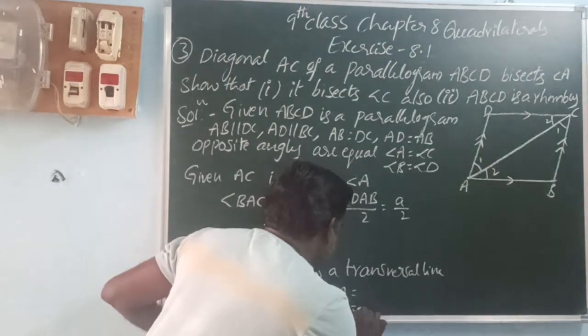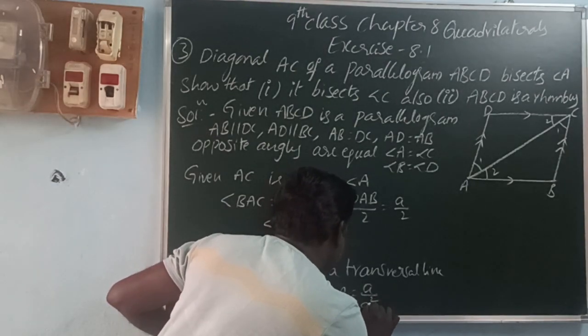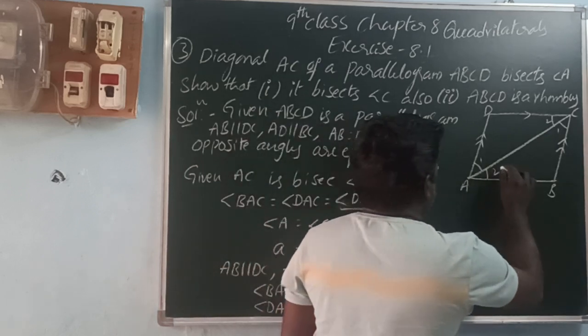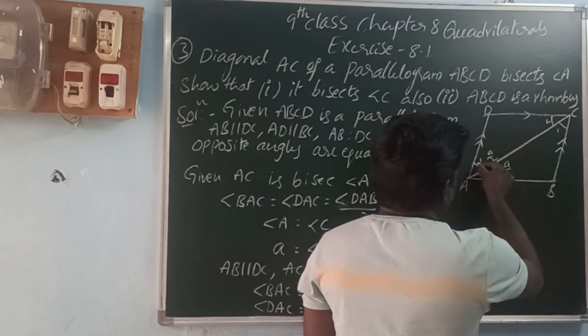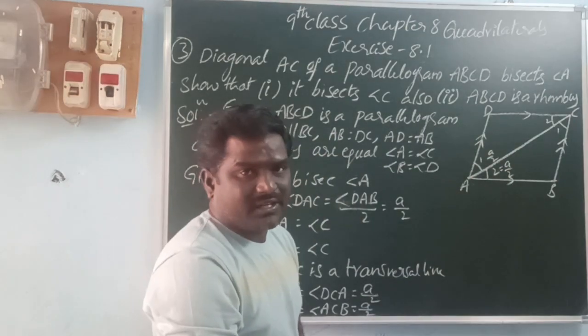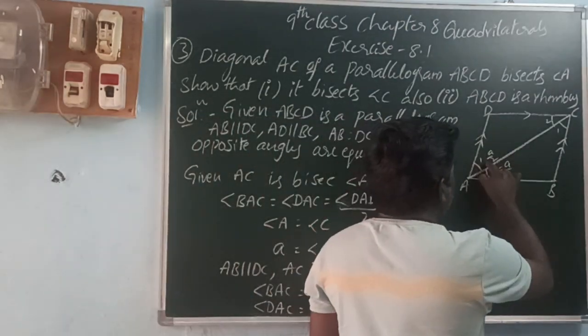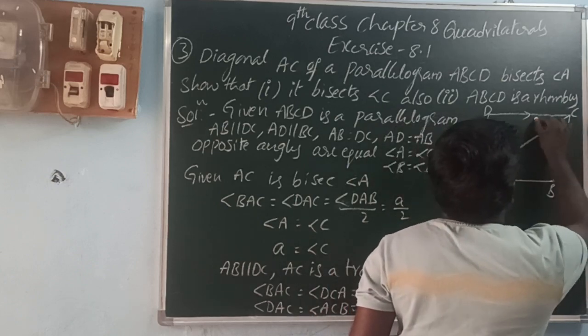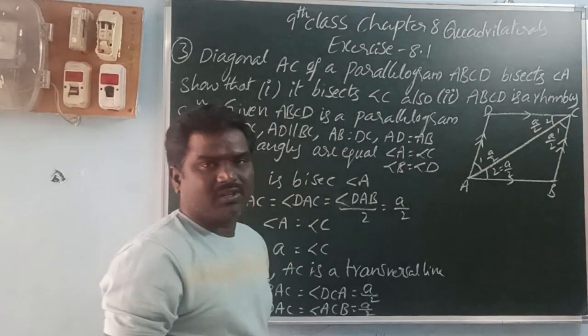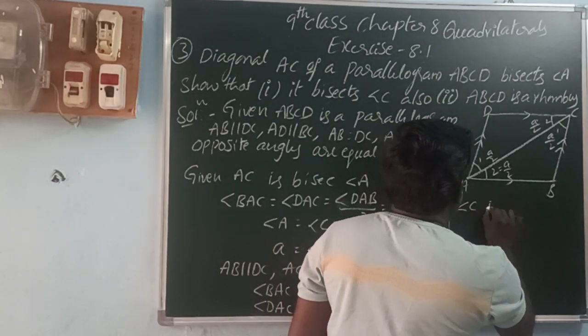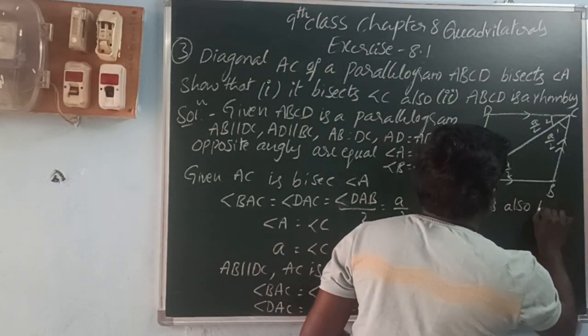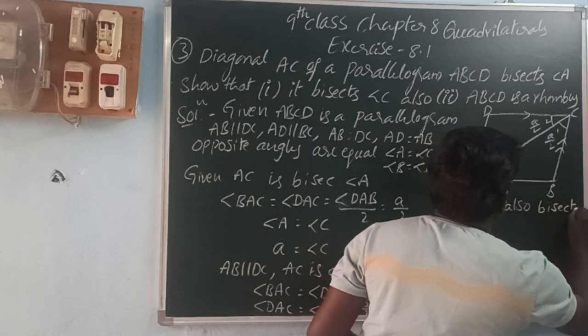So that means this angle is how much? A by 2. This angle is how much? A by 2. This angle, A by 2. This angle, A by 2. Why? Because angle A is bisected. So here also A by 2, and here also A by 2. Therefore angle C is also bisected.